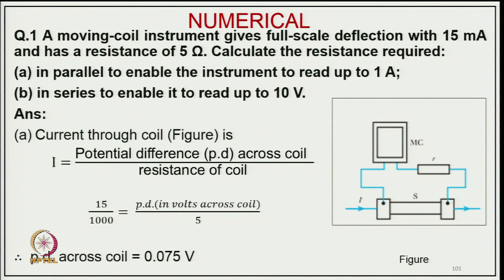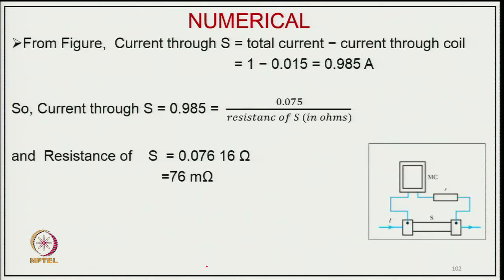The current through the coil, as shown in the figure here, is I equal to the potential difference across the coil divided by the resistance of the coil. Putting in the value, 15 by 1000, that is 0.015 ampere, times 5, the PD is 0.075 volt. The current through the shunt is equal to the total current minus the current through the coil. So that is 1 minus 0.015, that is 0.985. So the current through the shunt, 0.985, equals 0.075 divided by the resistance of the shunt.